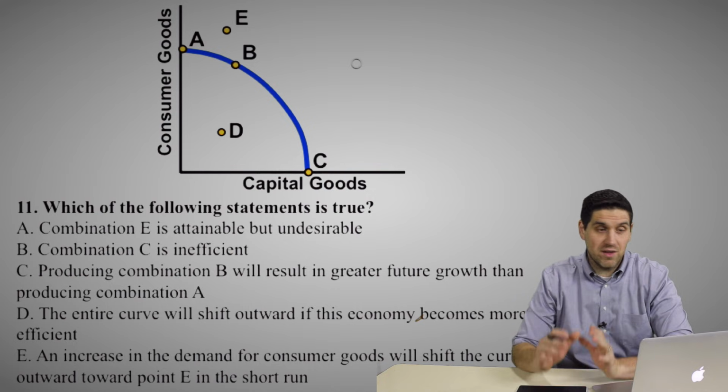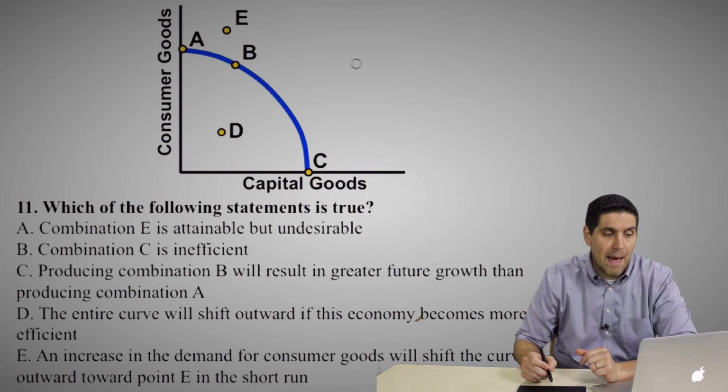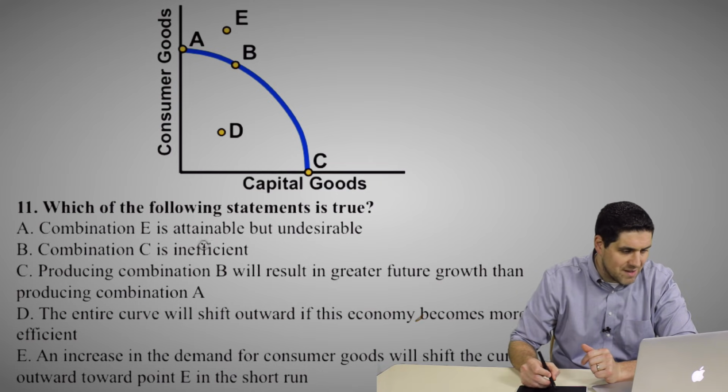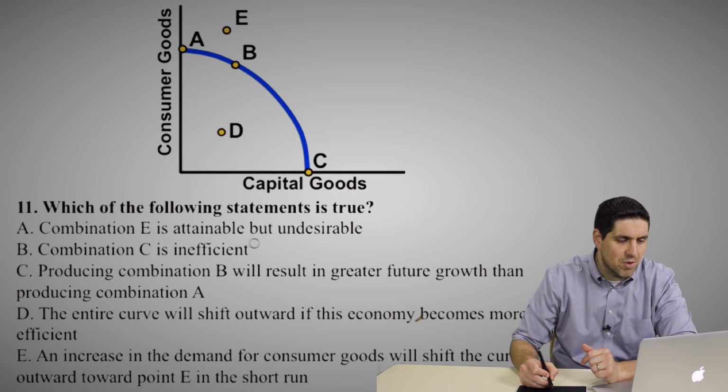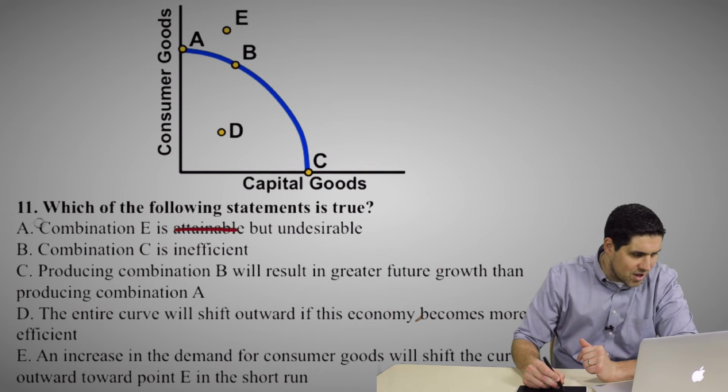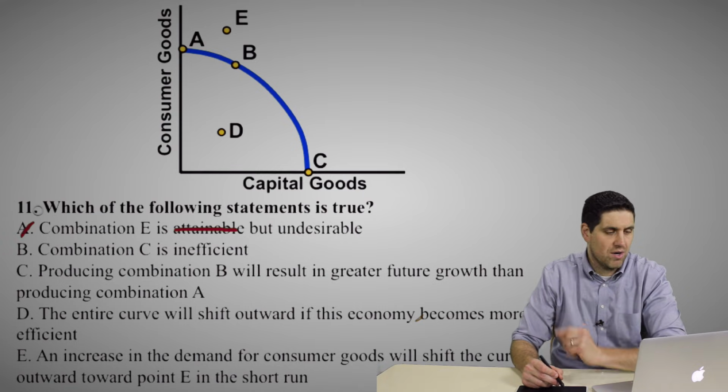Okay, now we get to actually look at the graph. We've got consumer goods and capital goods, and we've got 5 different points, A, B, C, D, and E. Which of the following statements is true? Combination E is attainable but undesirable. That's attainable? No, it's wrong. The combination E is not attainable. It's unattainable. It's a point outside the curve.